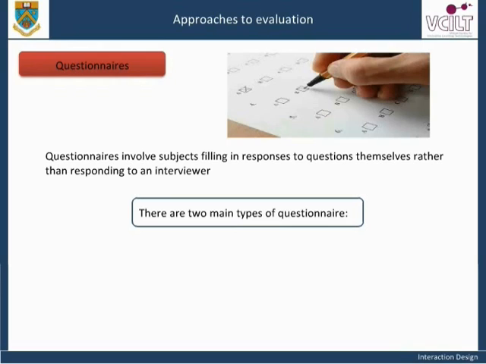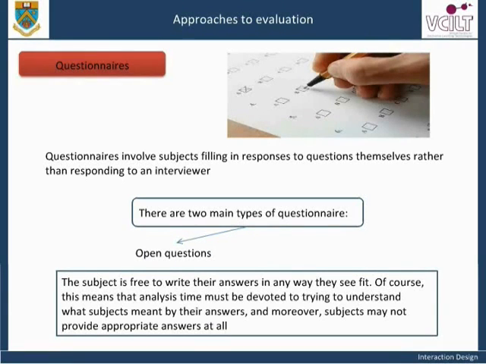There are two main types of questionnaire: open questions and closed questions. An open question is where the subject is free to write their answers in any way they see fit. Of course, this means that analysis time must be devoted to trying to understand what subjects meant by their answers, and moreover, subjects may not provide appropriate answers at all.